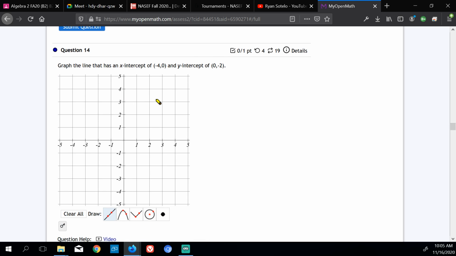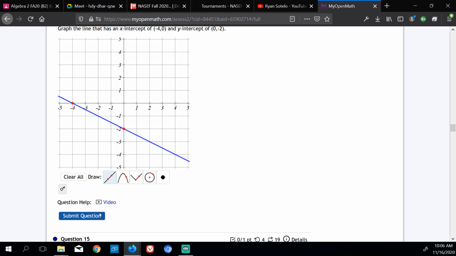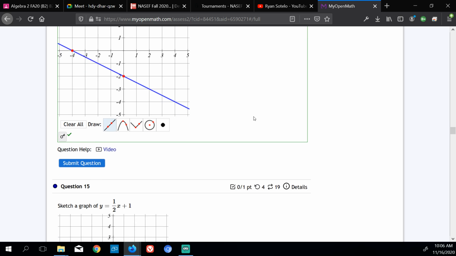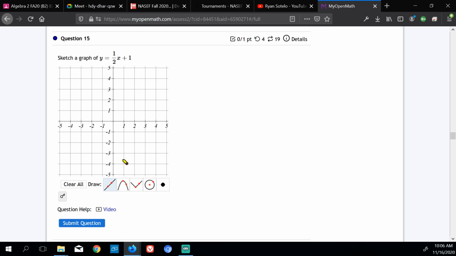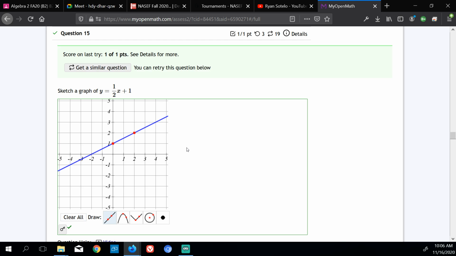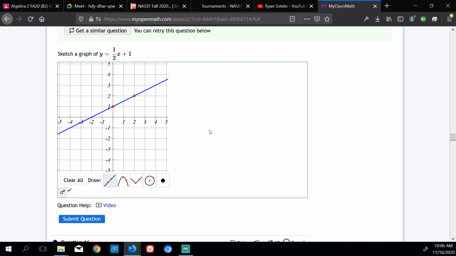This one, they just want you to graph a line. X-intercept is at -4, 0. And the y-intercept is at 0, -2. That's all you got to do. How about this one? Where should I start my line? Positive half. Now I'm going to start with the y-intercept. And then go up and over. Yeah, so I'm going to go up 1 and over 2. That's it. Make sense?